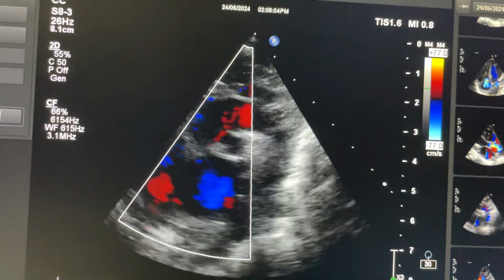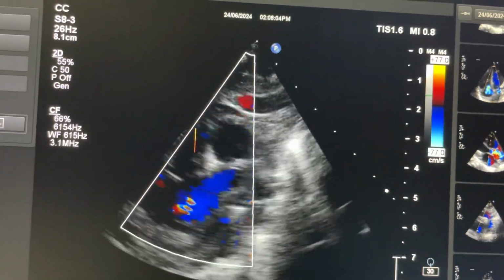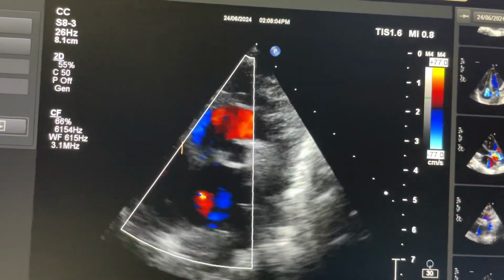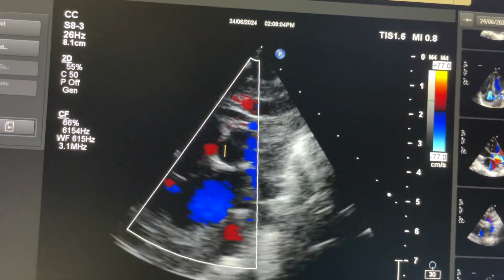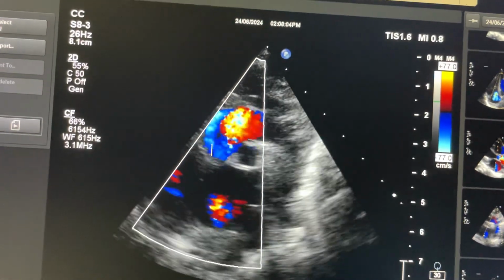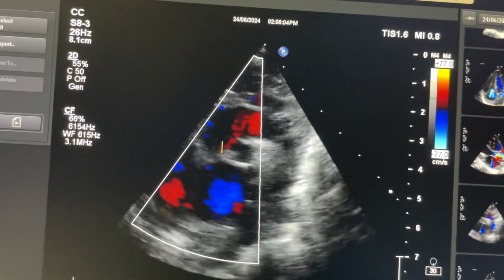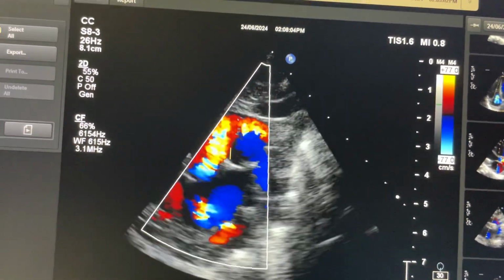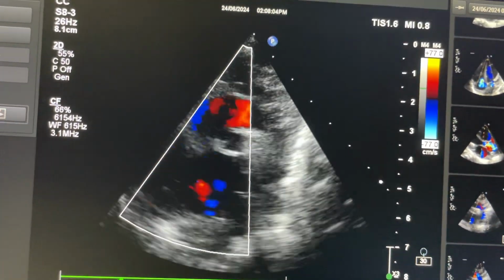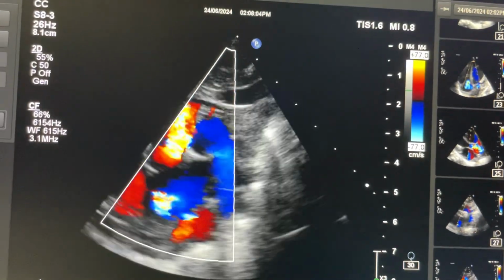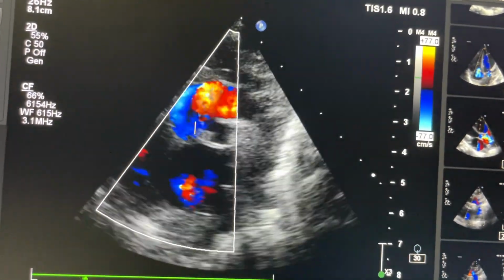This is the suprasternal view. You are seeing the flow from the left ventricle, then the ascending aorta, then the arch. This ascending aorta flow is quite turbulent. The color pattern indicates increased velocity. As there is global hypokinesia and the left ventricle is failing, gradient-wise you cannot find severe aortic stenosis. So you have to apply the continuity equation to find out the exact aortic valve area and severity of aortic stenosis.